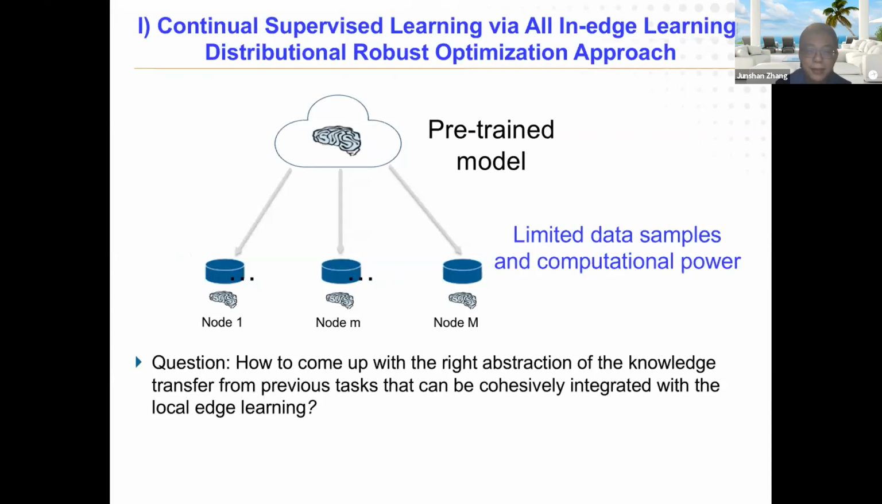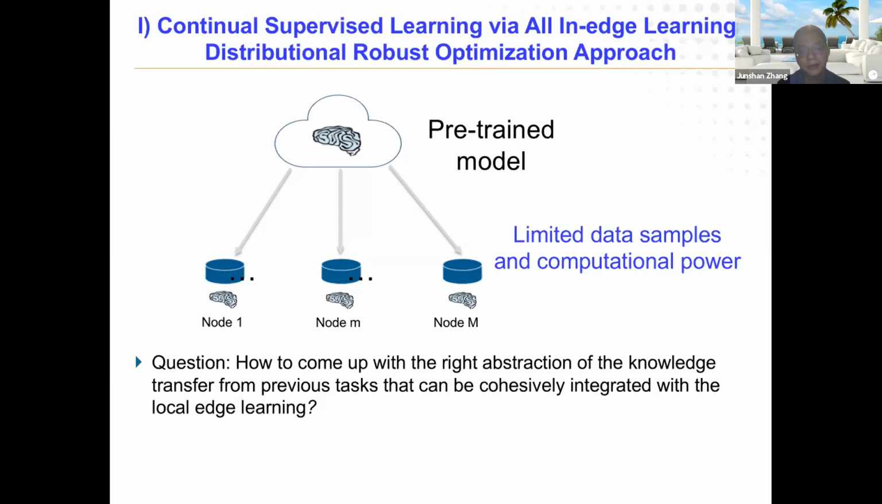Okay, so let's look at this problem more closely. We have a pre-trained model, either trained in the cloud in the past, or from other edge tasks, and we want to transfer knowledge from the pre-trained model to a new edge learning task. But at each individual edge node, there's a limited number of samples and also limited computational power. So the question is, what is the right abstraction of knowledge transfer from previous tasks, so that we can integrate it cohesively with the local edge learning?